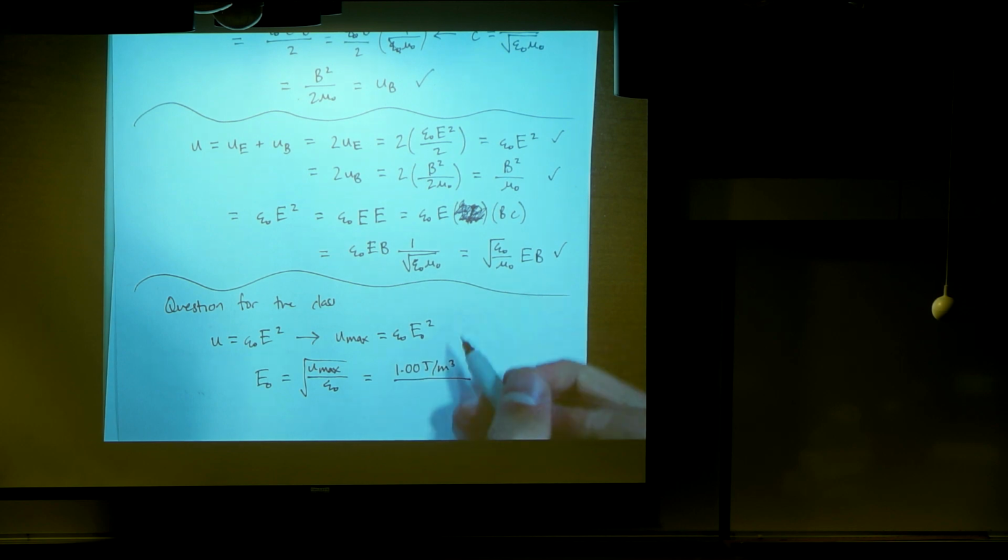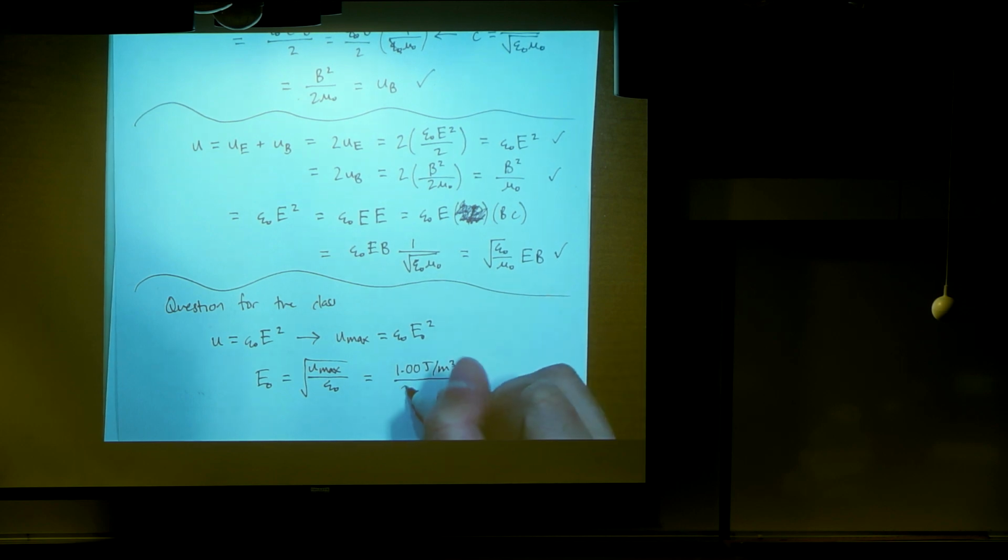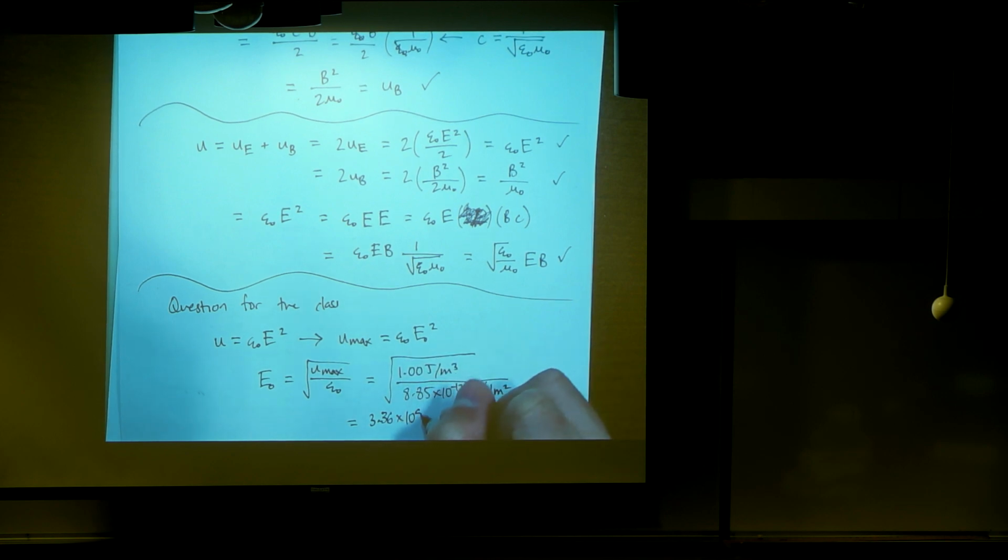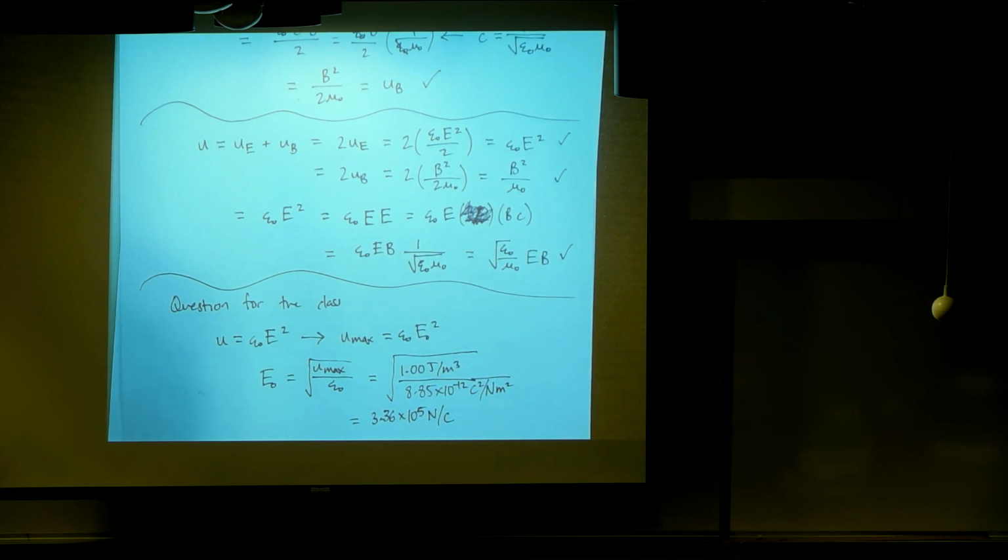You guys remember what the value is for epsilon naught? 8.85 times 10 to the minus 12. Units are weird. Coulombs squared divided by Newton meters squared like this. So just take this all under the radical. And what you get is just what Zachary said, which is 3.36, right? 10 to the 5 Newtons per coulomb.